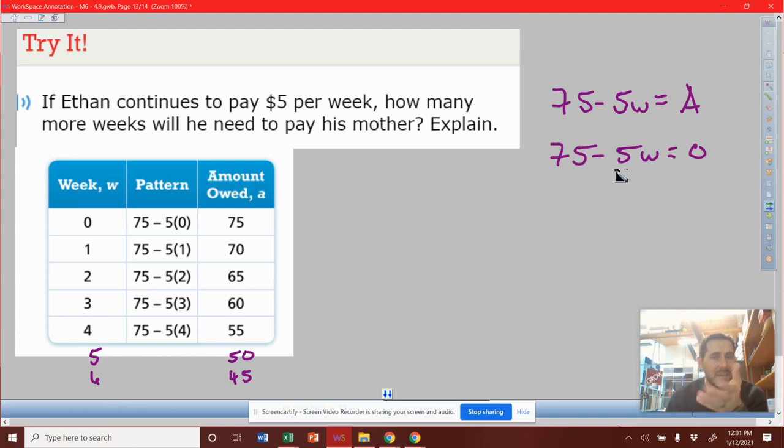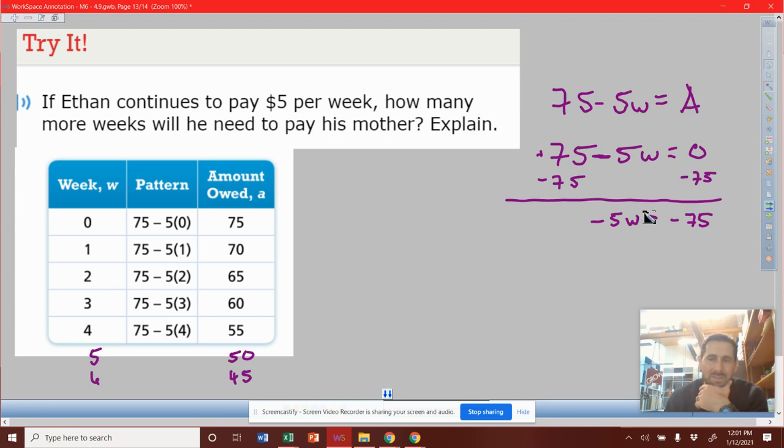And it's a little tricky, but what's bothering the variable is a times a -5. We keep that as a negative number. And then we also have a positive 75. So we can minus 75 here and minus 75 there. And we get a new equation: -5w equals -75.